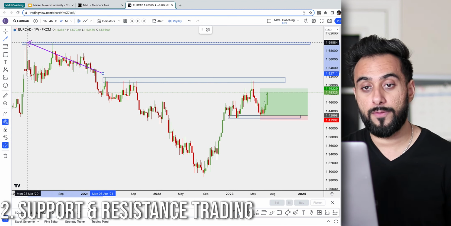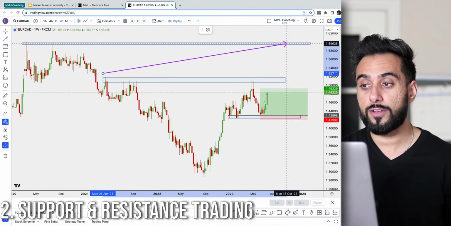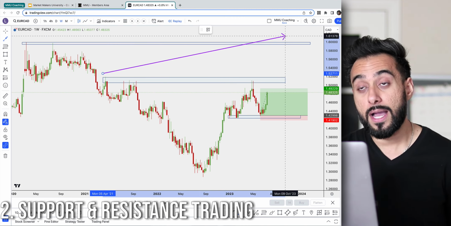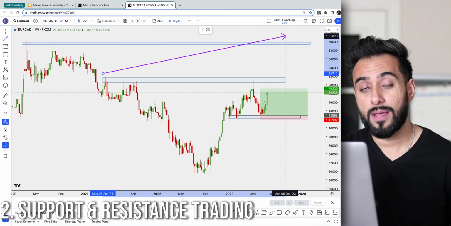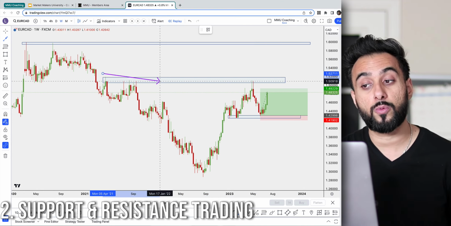Same exact concept here. If you had drawn your resistance area here, you wanted to make sure you had your stop loss above the zone. The market comes up here again. You want to make sure that you have your stop loss above the zone. Again, does this work 100% of the time? Absolutely not. But the point is to give yourself an edge where you get more trades right than wrong.